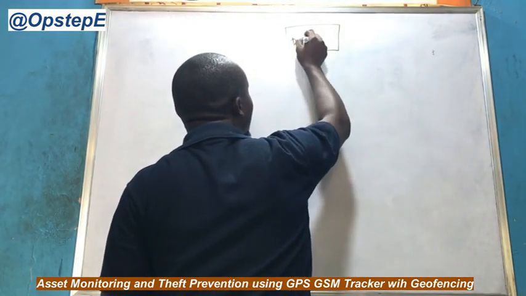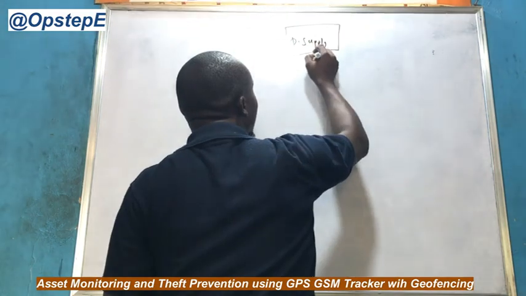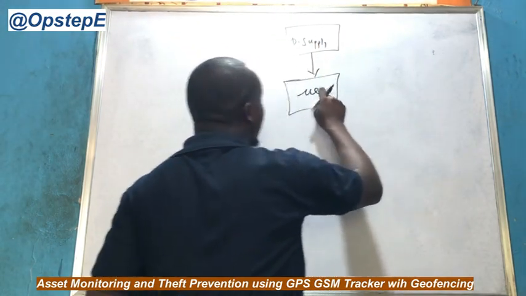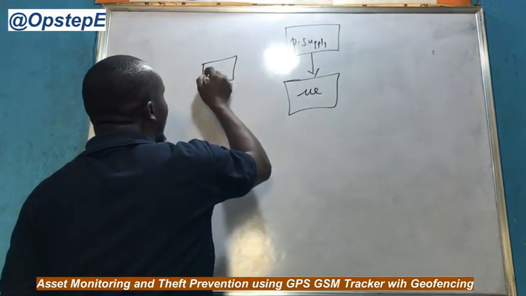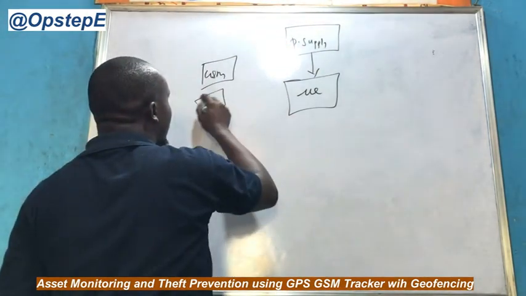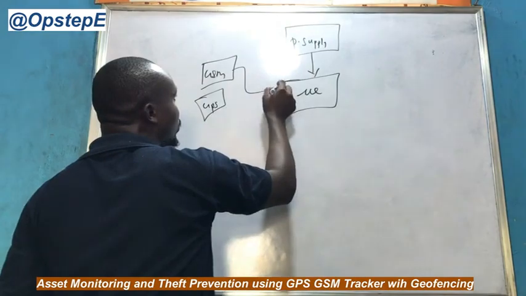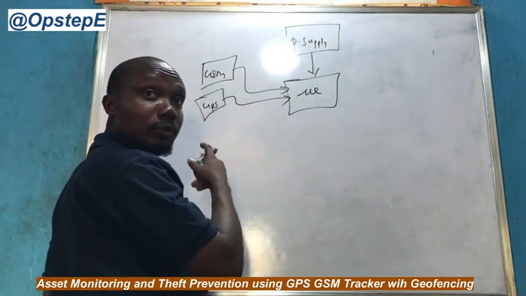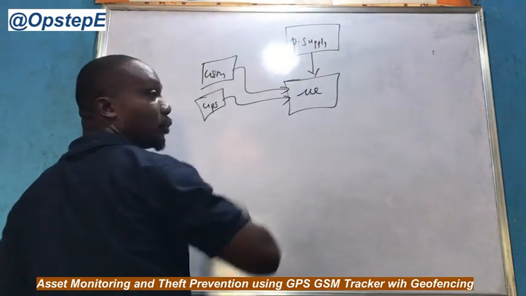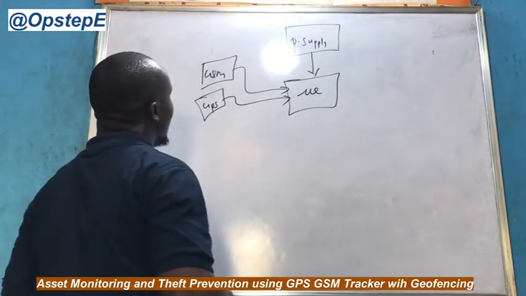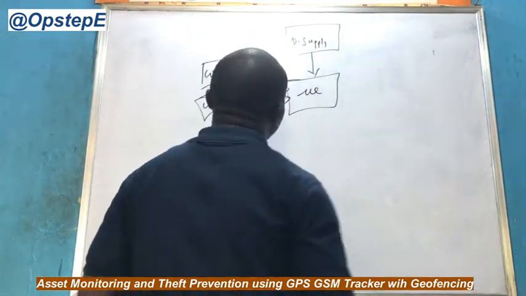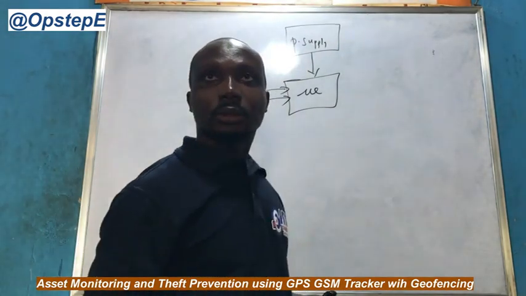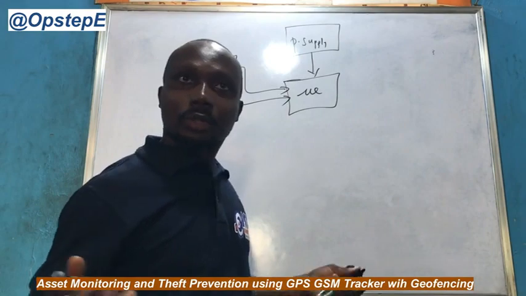The block for the power supply. We have the microcontroller, the GSM, and the GPS module, all connected to the controller. What else do we have there? Nothing. That's all we have: power supply and microcontroller.